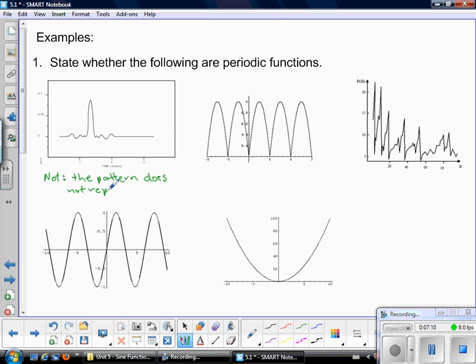Now, if we look at the next one, it almost looks like a bouncing ball, but a bouncing ball wouldn't be periodic either because of its amplitude. You notice it goes up and it goes down, and then if I take that, it appears that this is the stencil. So it's going along and along, so we would say that it is periodic.